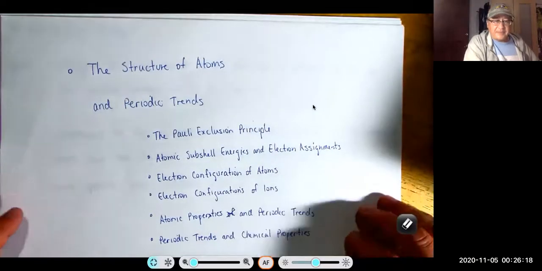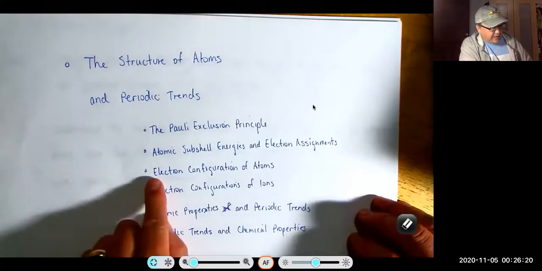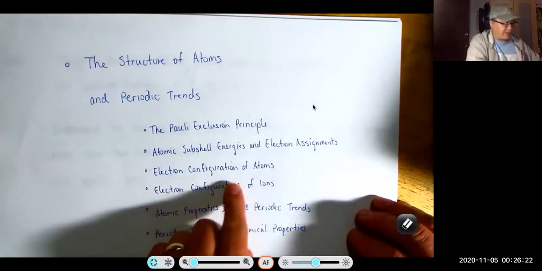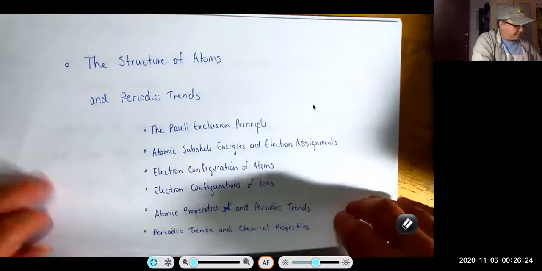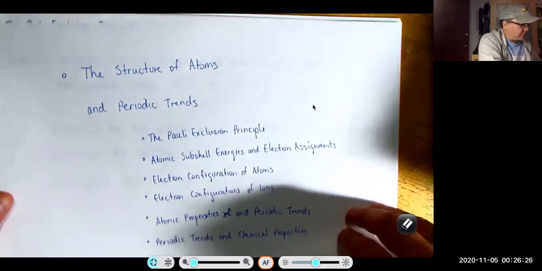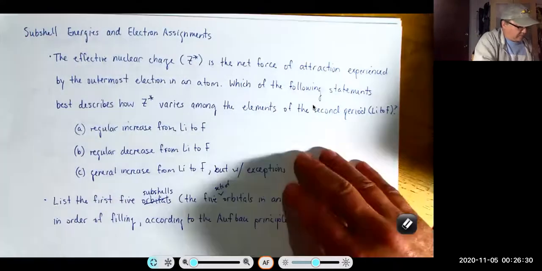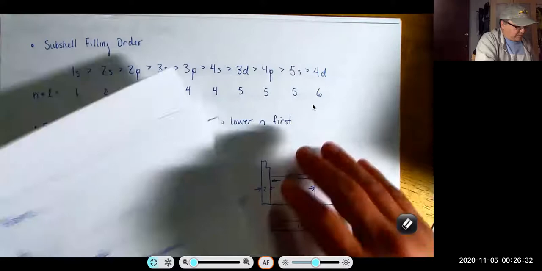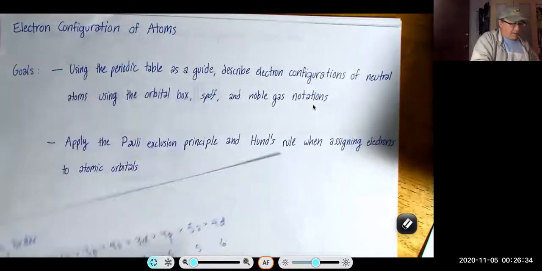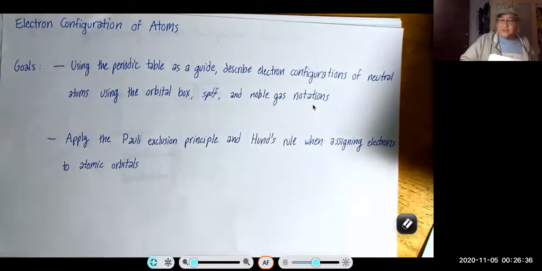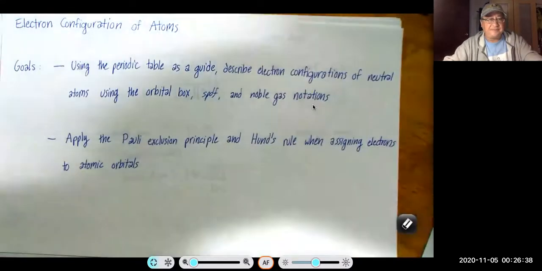Okay, the next subsection we're going to be looking at is the electron configuration of atoms. So here we go, the electron configuration of atoms.